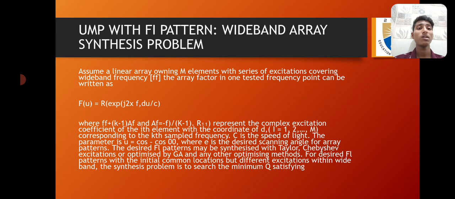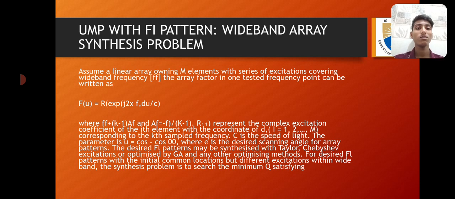The next topic is UMP with FI pattern wideband array synthesis problems. Assume a linear array owning M elements with a series of excitations covering wideband frequency. The array factor at one tested frequency point can be written as F(u) equals the sum of a_i exponential j 2 pi f d_i u divided by c, where a_i represents the complex excitation coefficient of the ith element with coordinate d_i corresponding to the kth sample frequency. c is the speed of light, and u equals cos theta, where theta is the desired scanning angle of the array patterns. The desired FI patterns may be synthesized with Taylor or Chebyshev patterns with initial common locations but different excitations.